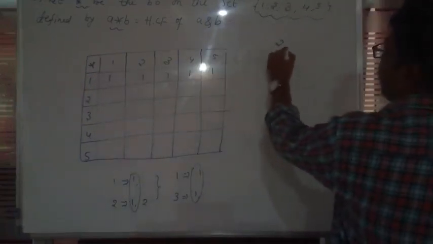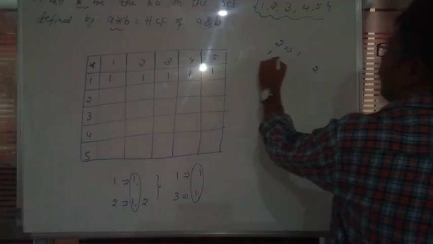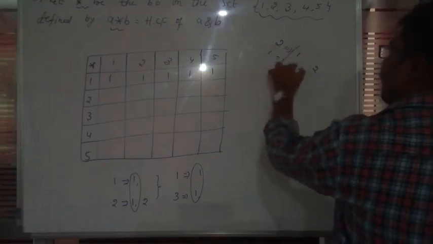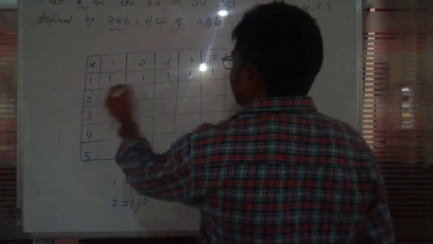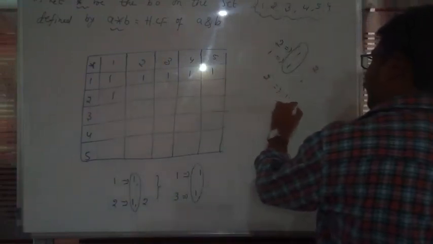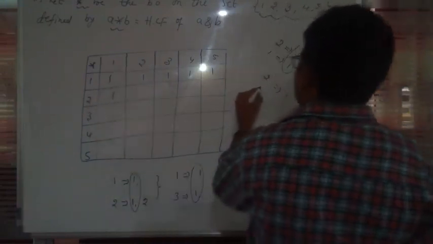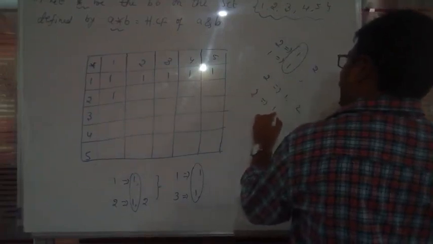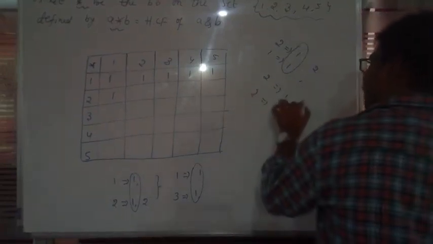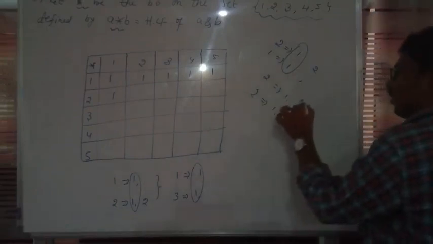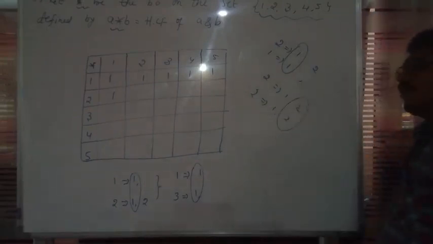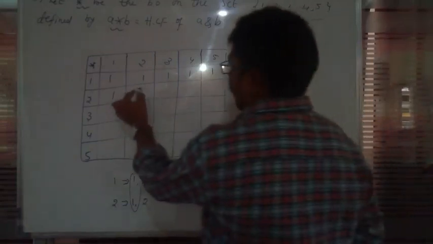Now let us come to 2 and 1. 2 is divisible by 1 and 2, 1 is divisible by 1 only, so the common factor is 1, and we write 1. Next, 2 and 2: 2 is divisible by 1 and 2, and the other 2 is also divisible by 1 and 2. What is the highest common factor? Except 1, the common factor is 2, so we write 2.